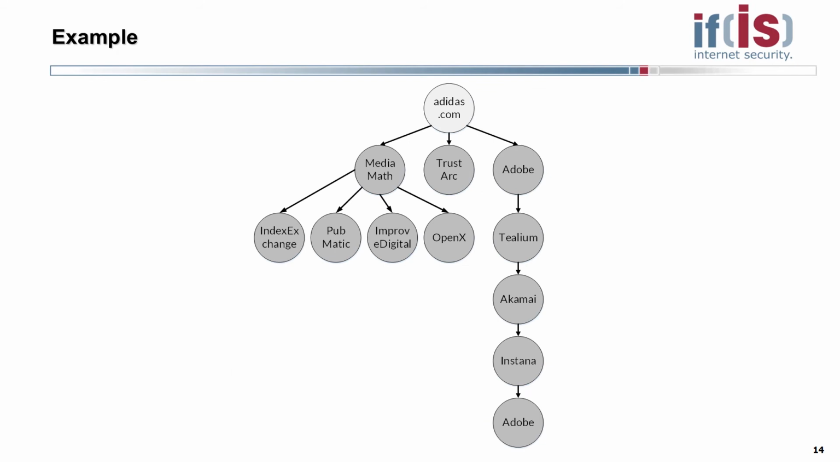On the contrary, in our example, Adobe shows a very different behavior. Adobe loads only one additional partner, but that partner again loads another partner, and so on and so forth. You can see in the end of the chain, Adobe is loaded again. This does not mean that there's a loop, it just shows that Instana also utilizes a service of Adobe.